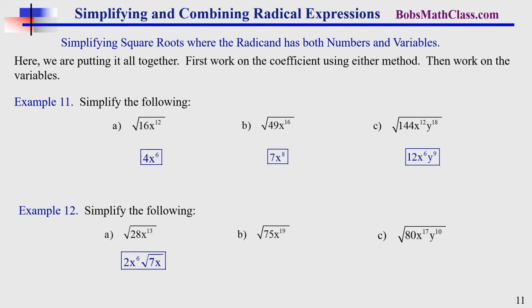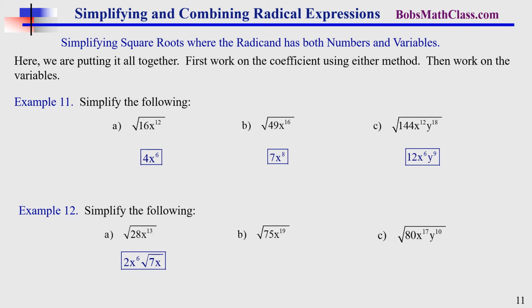Okay, I didn't show a lot of work. I hope it's okay. So again, 28 is 2 times 2 times 7. So there's a pair of 2's, so a 2 will go in front and a 7 will stay inside. Or you could use square root of 4 times square root of 7, and then the square root of 4 is 2. Either method.